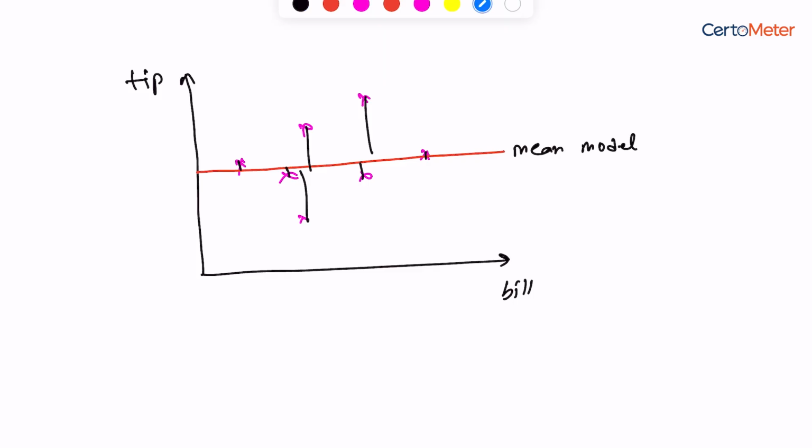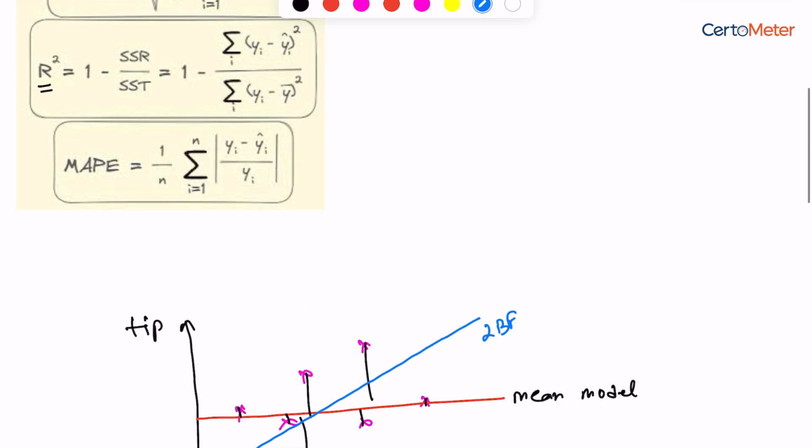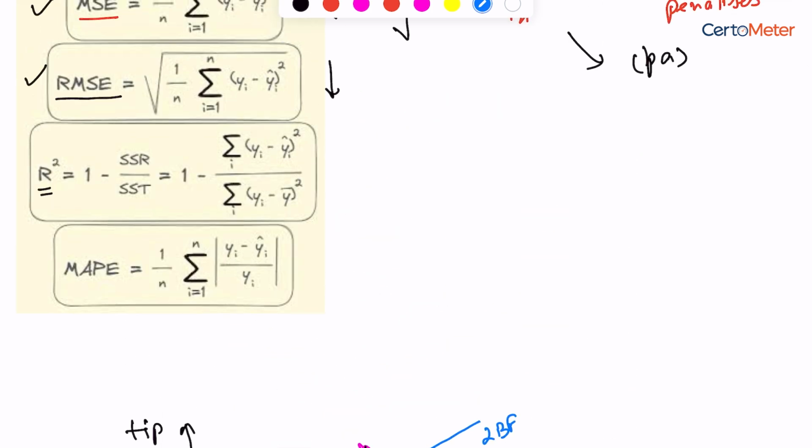And now let's suppose we used linear regression and we came up with this line of best fit. This is my linear regression model line. So what does R square mean? It basically means how my model is performing with respect to the base model. How much better is my linear regression model with respect to the base model?